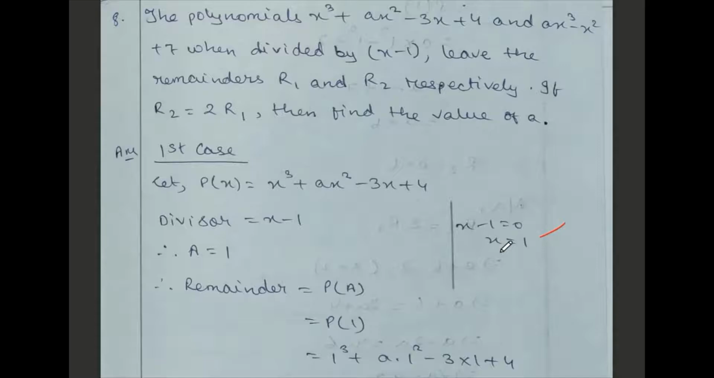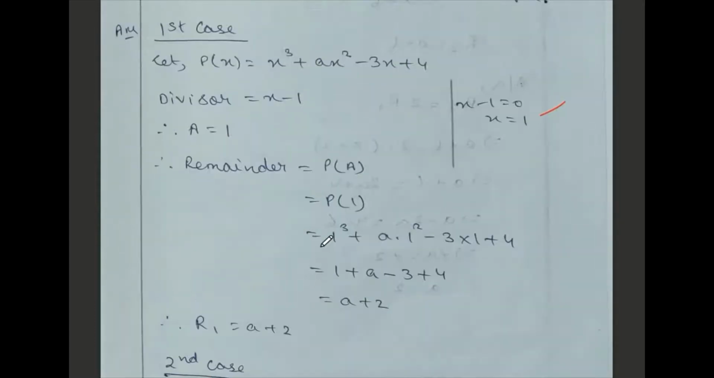Take the divisor outside, get the value for x. So A is equal to 1. Normally we can use small a, but since in your polynomial small a is available, that's why here we are taking capital A. A is 1. Therefore remainder is equal to p(A), that is p(1), you can put. In place of x, wherever x is available in this polynomial, you can put 1. So 1 cube plus a into 1 square minus 3 into 1 plus 4. 1 cube is 1, a into 1 square is a only, minus 3 plus 4. So a plus this calculation, 4 plus 1 gives us 5, 5 minus 3 is 2. So we are going to get a plus 2.